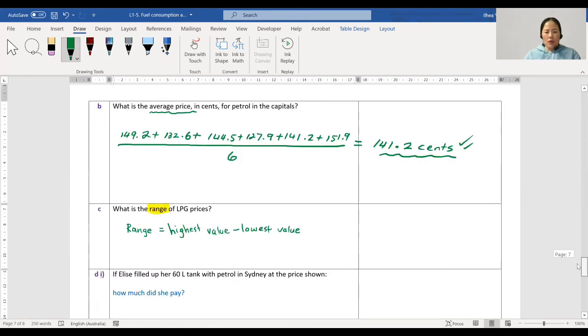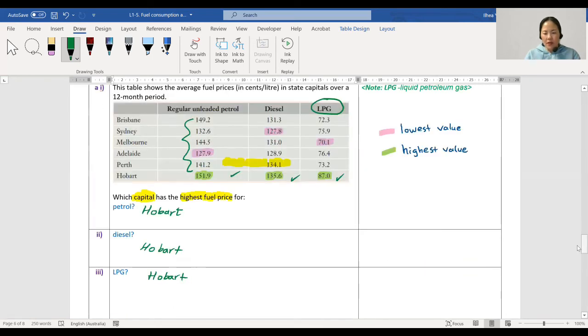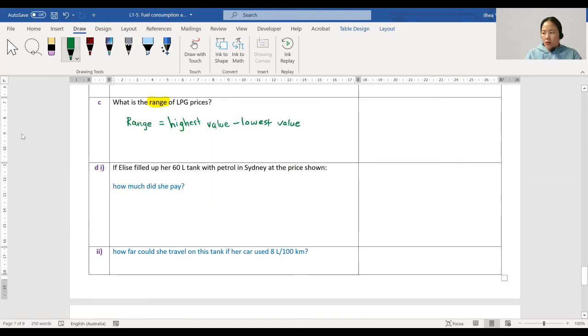Okay, next one. What is the range of LPG prices? Now, you know range from statistics. Range is the highest value take away the lowest value. So if we look at the LPG, the highest one was the green one, the lowest one was the pink. The highest one was 87.0, and the lowest one was 70.1. So the answer will be 16.9.